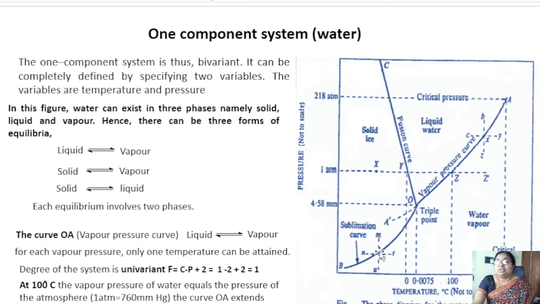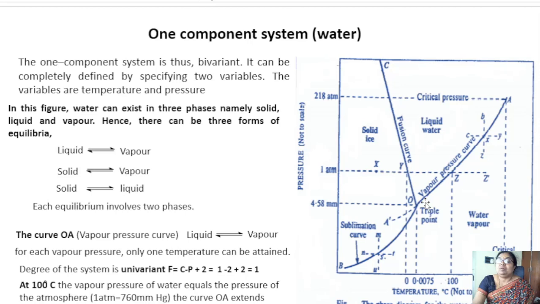Whatever point you pick on the OB curve, that indicates a univariant system, in equilibrium with two phases, that is, solid ice with water vapor.